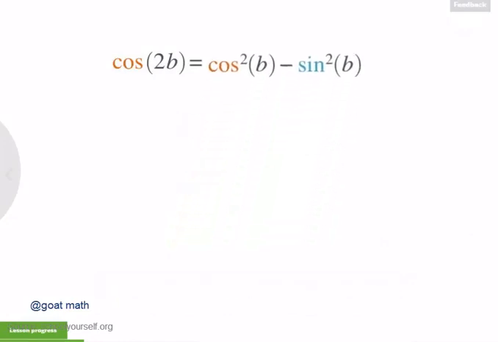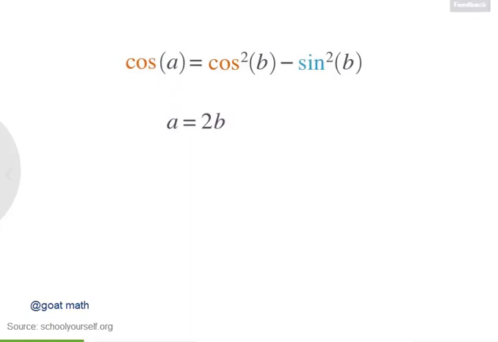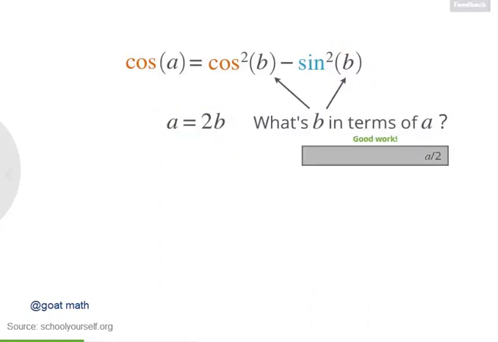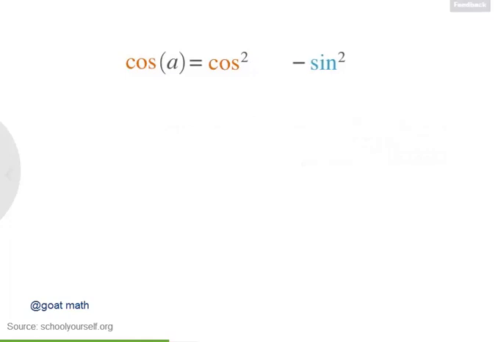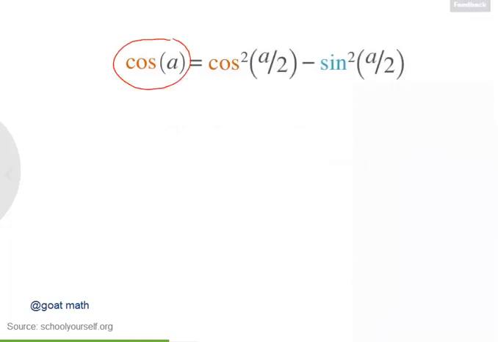Right. Cosine of 2b equals cosine squared b minus sine squared b. Now suppose a equals 2b. So we can plug in a for 2b on the left side. So what does b equal in these 2 terms on the right? So try using this equation to find b in terms of a. Right, so for any angle a, it's true that the cosine of a equals cosine squared a over 2 minus sine squared a over 2.